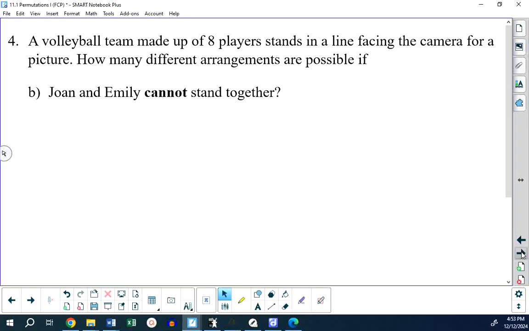Now B, I have a feeling this should say C. C says, in how many different ways can we arrange the 8 people if Joan and Emily cannot stand together? So Joan and Emily had a huge fight. Whatever we do when we line them up in the line, Joan and Emily cannot be together. And over the years, I have learned that there's one and only one way to do this problem. What it is to say that Joan and Emily either will be standing next to each other or they won't.